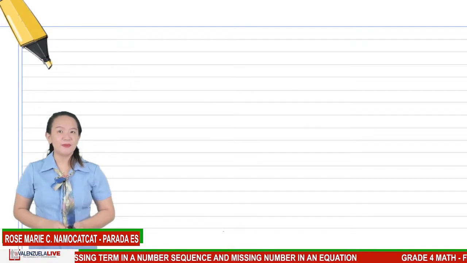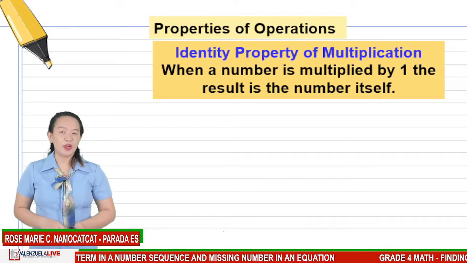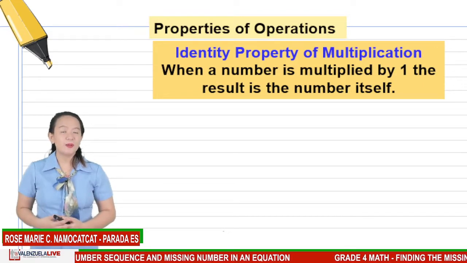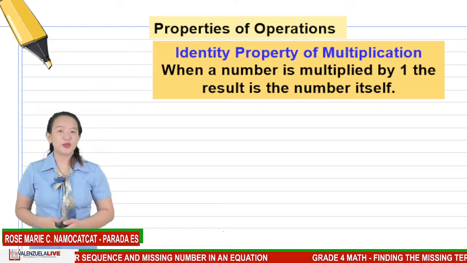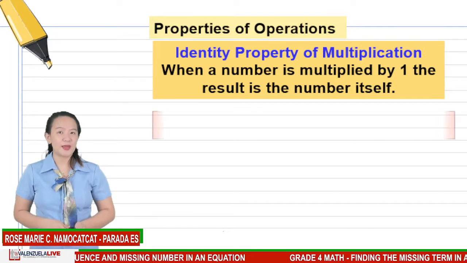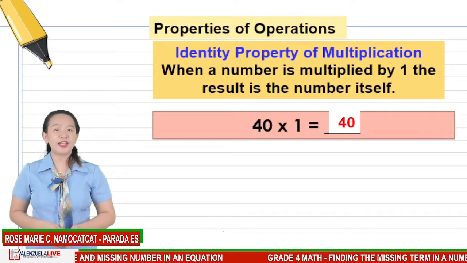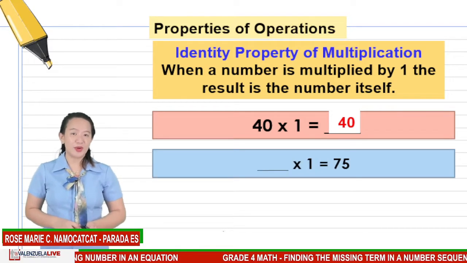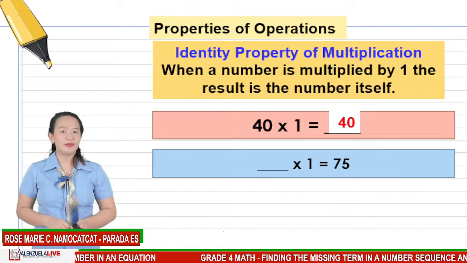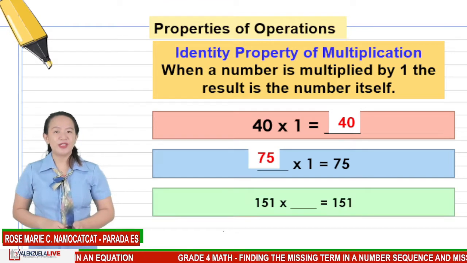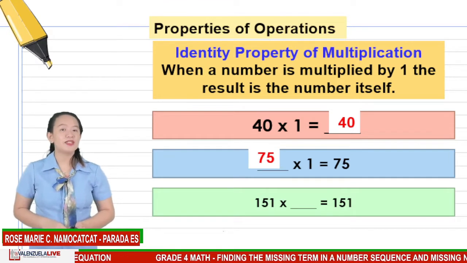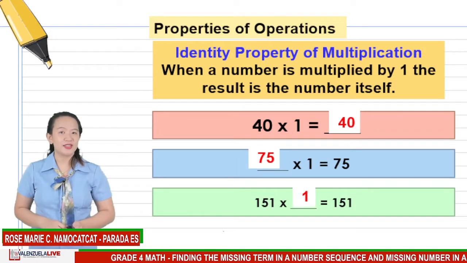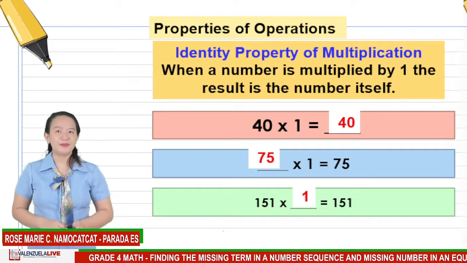Next is the identity property of multiplication. When a number is multiplied by 1, the result is the number itself. Let's have some examples. 40 times 1 is equal to 40. Blank times 1 is equal to 75. Great, 75. 151 times blank is equal to 151. The answer is 1. Okay, very good.